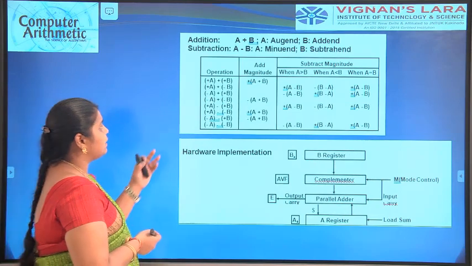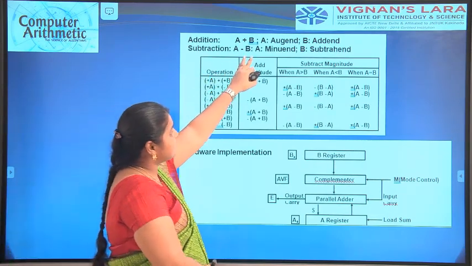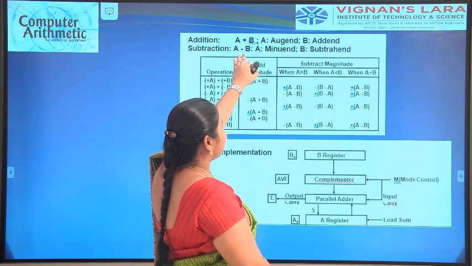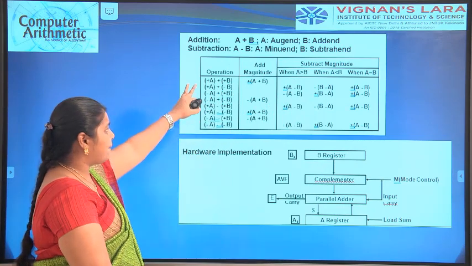Okay, this is the table for addition and subtraction. Here, A plus B means A is the augend and B is the addend. Here, subtraction means A minus B, minuend and subtrahend. Okay, here we have the operations.